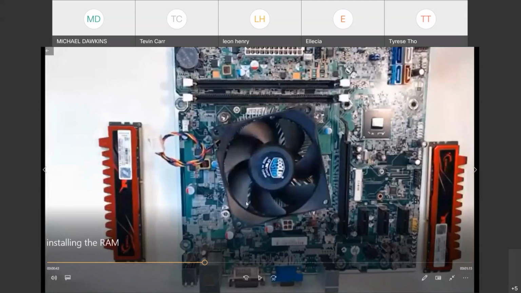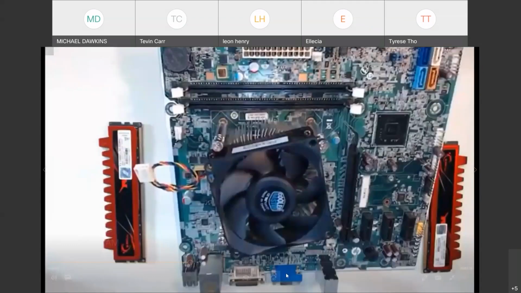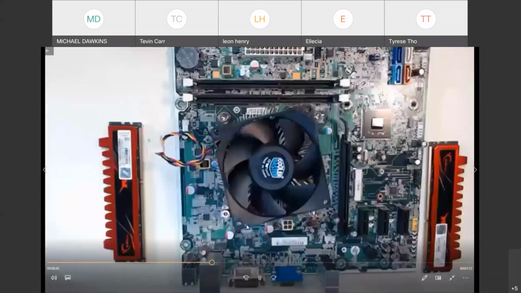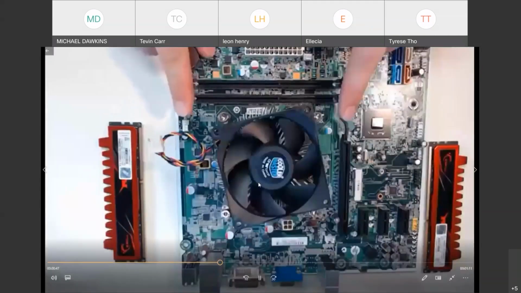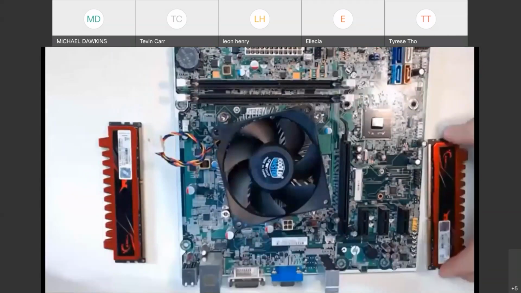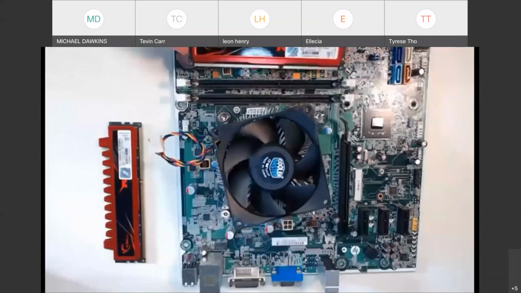Line up with the notches on our RAM. Step 1 is to open the levers on the RAM slots of the motherboard. Open as far as they will go and click into place. This should require almost no force. Step 2 is we're going to line up the RAM module in the correct direction for the slot and that notch. Step 3, we're going to slowly lower the RAM module into the slot.